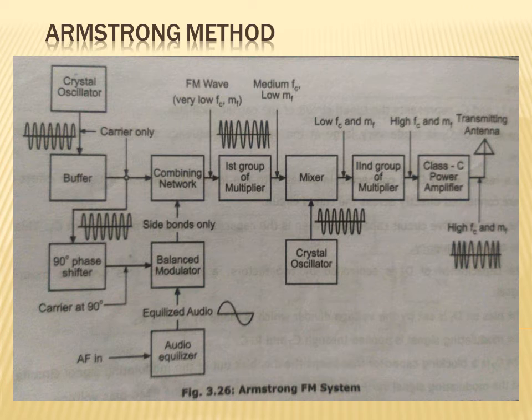I will repeat once again. First, for the generation of FM we require two signals. First one is the carrier signal and next one is the modulating signal. The modulating signal is given to the audio equalizer. The audio equalizer amplifies the signal. The amplified signal is given to the balance modulator.